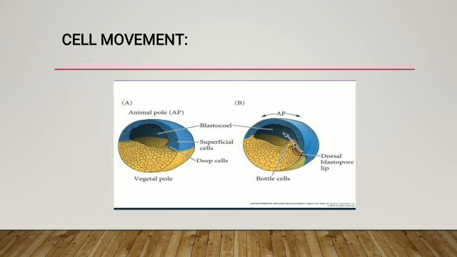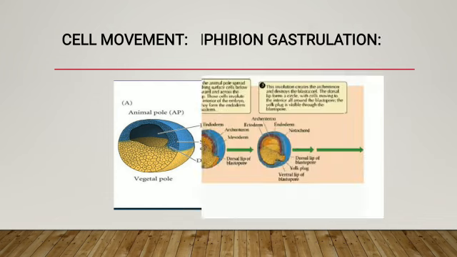Here is the diagram of the movement of the cells. We can see the vegetal pole and the animal pole as well. Bottle cells are present on the inner side. In the diagram, in the yellow shade we can see the bottle cells and the dorsal blastopore lip. While in the animal pole, the blastocoel is present and superficial cells are also present.